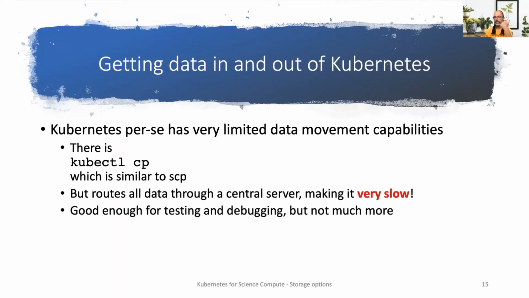So how do you get data in and out? Well, Kubernetes does support something called kubectl cp, which is conceptually similar to what SCP is if you use SSH. However, it's not a direct point-to-point file transfer. It actually gets routed through the Kubernetes API server. And as such, it's very slow and can easily overload the Kubernetes cluster if you do it too often.